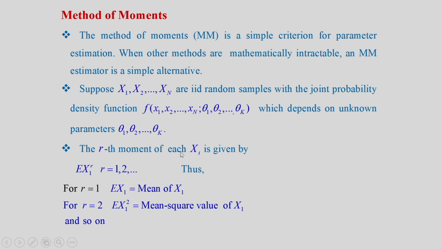Now, the rth moment of Xi is given by E of X1 to the power r. Because they are IID, we can consider any one random variable, E of X1 to the power r, that is the rth moment. And we can define it for r equal to 1, 2, etc., any positive integer value. So, for r equal to 1, we have E of X1, that is the mean of X1. Similarly, for r equal to 2, we have E of X1 square, that is the mean square value of X1, and so on. That way we can define the moment of a random variable Xi.